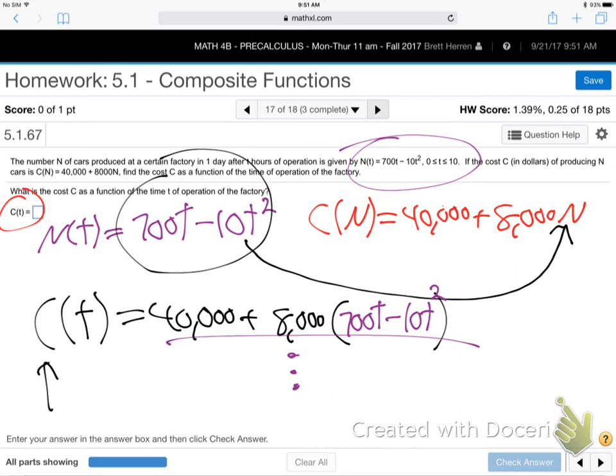They're going to make you FOIL this probably and gather like terms. I don't know, maybe you try typing it just like that, see if they'll take it. I don't know, probably not. They don't say simplify though, do they? So maybe they would take that straight. I don't know. All right, so I'm going to leave the last one.